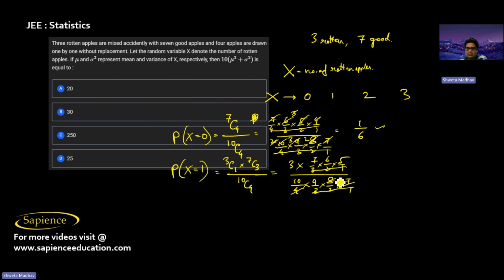Then 4 3s will be 12. Then 5 2s are 10. Then 2 3s are 6. Then 3 3s are 9. 7 1s are 7. So this will be equal to 1 by 2.